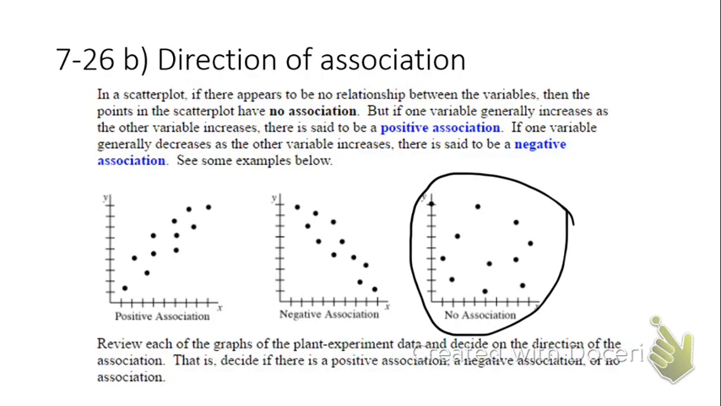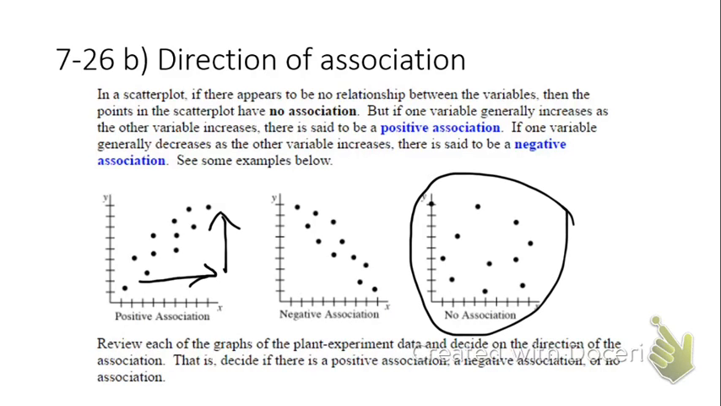But if one variable generally increases while the other increases, we notice that in this one, the further forward we go, the higher the dots get. So both are increasing together. That's what we call positive association.